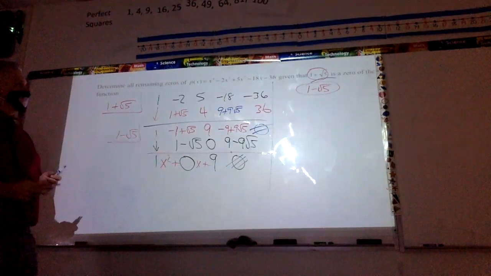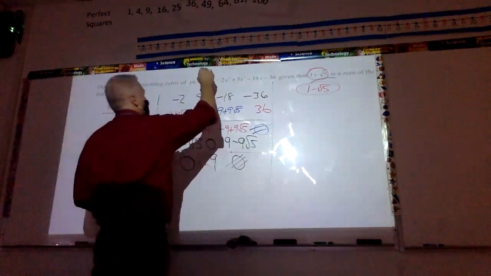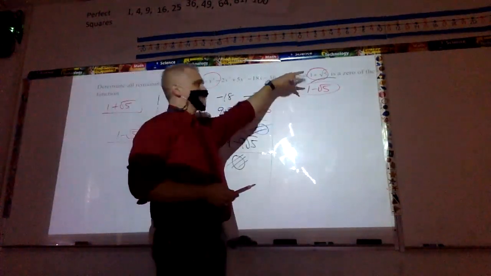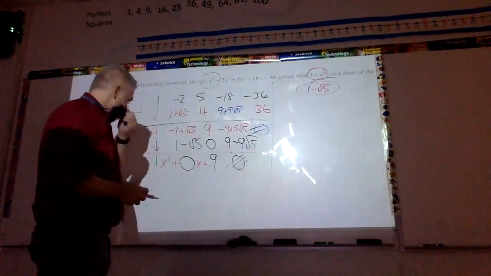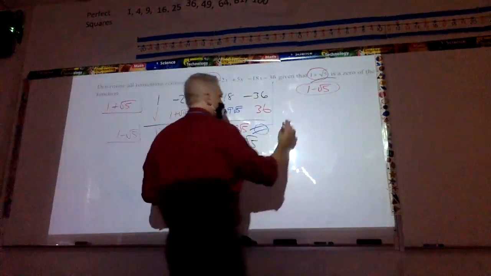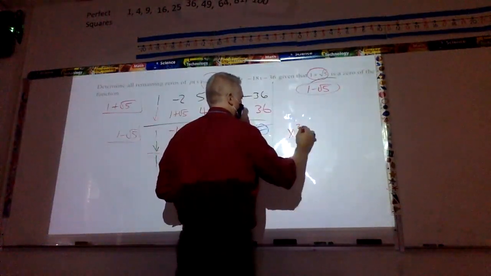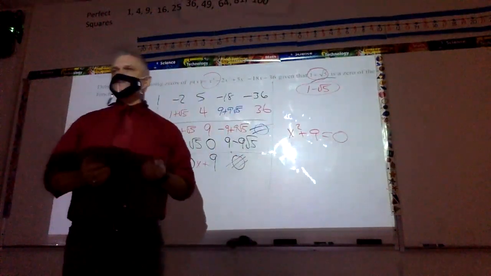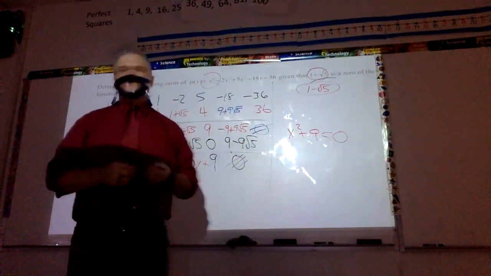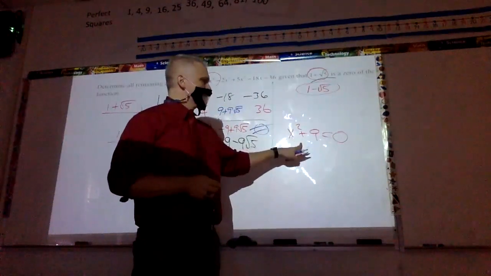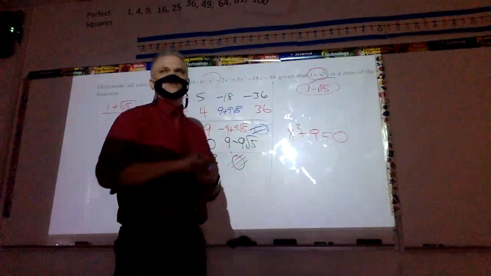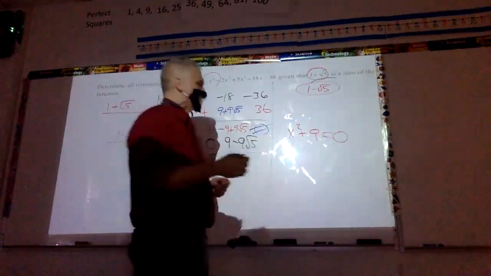All right, so how many complex zeros are there? 4. We got 2 of them. Let's get the other 2. So we got x squared plus 9 equals 0. Now, could you do this with the quadratic formula? If you wanted to. A is 1, B is 0, C is 9. But that's more work than you really need to do. Let's just do some algebra 1 stuff or algebra 2 stuff.